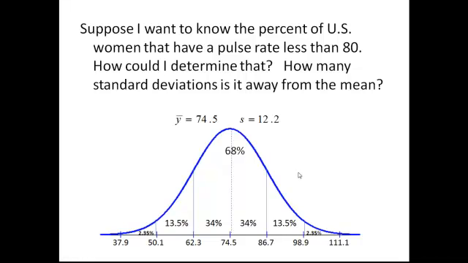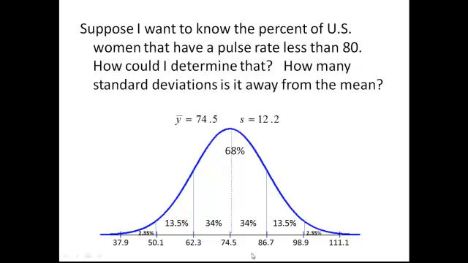Continuing on with the example with the pulse rates. Let's change it up a little bit. Suppose I want to know the percent of U.S. women that have pulse rates less than 80. How could I determine that? Well, first we need to figure out how many standard deviations away 80 is from the mean.